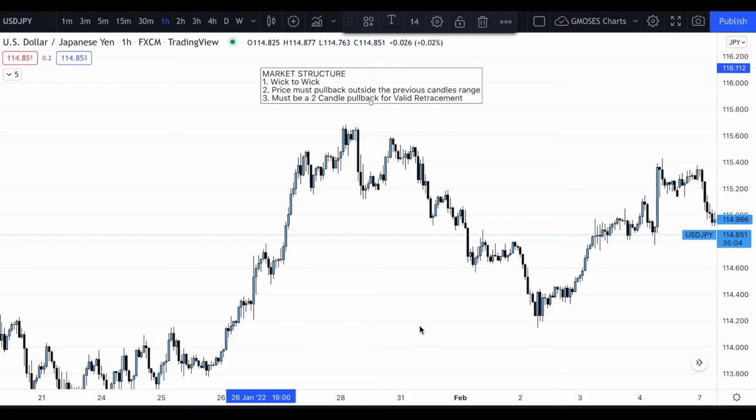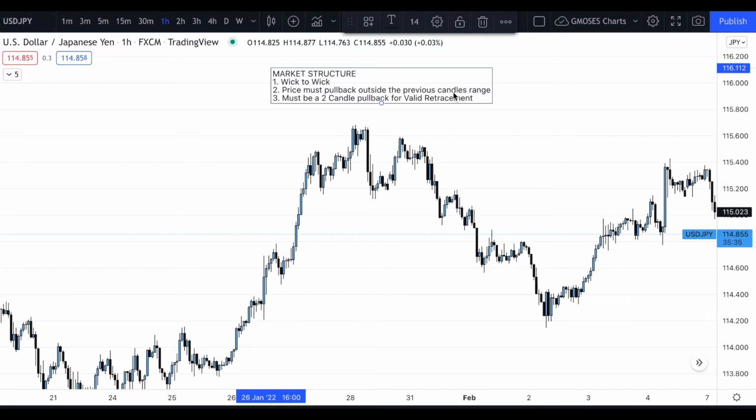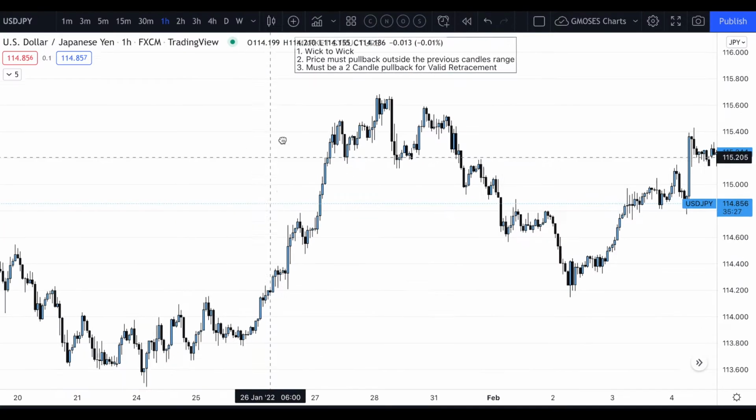Okay, one of the things I want you to understand is that when we're looking at market structure, we want to concentrate on the wicks. We want to look from wick to wick, because the wicks represent the furthest point in price at that particular time. So we don't necessarily want to concentrate on the bodies. The second thing is that price must pull back outside of the previous candle's range, and I'll explain what I mean by that. And third, last but not least, it must be at least a 2-candle pullback to validate the retracement. Okay, so let's look at this.